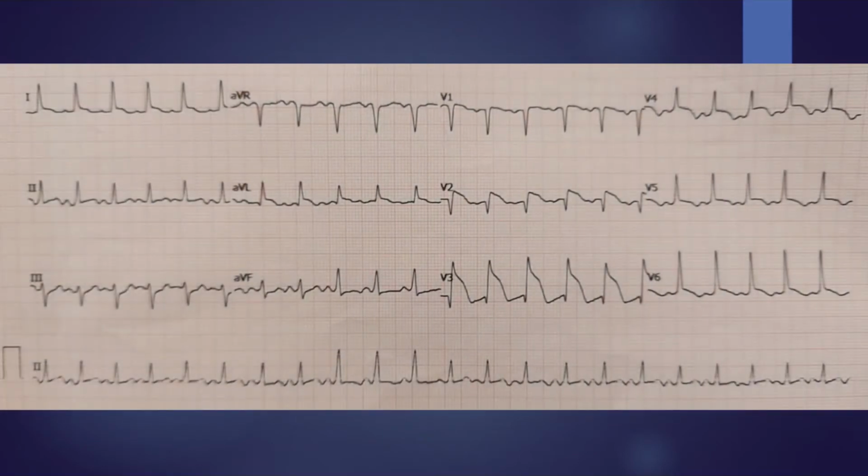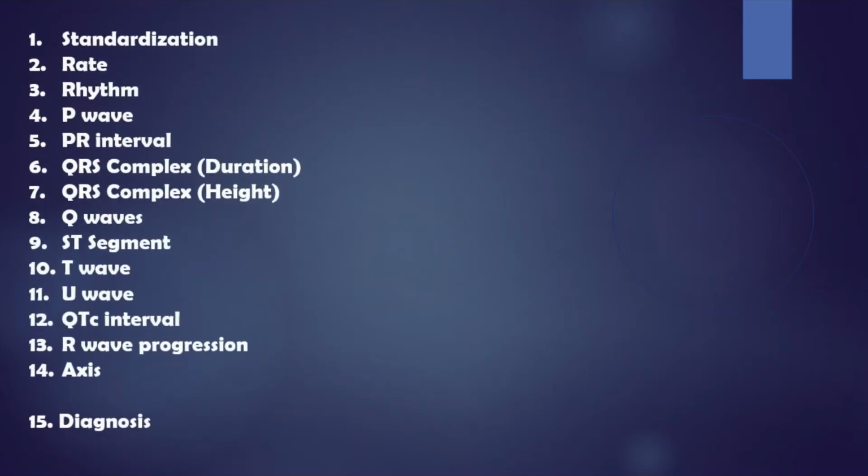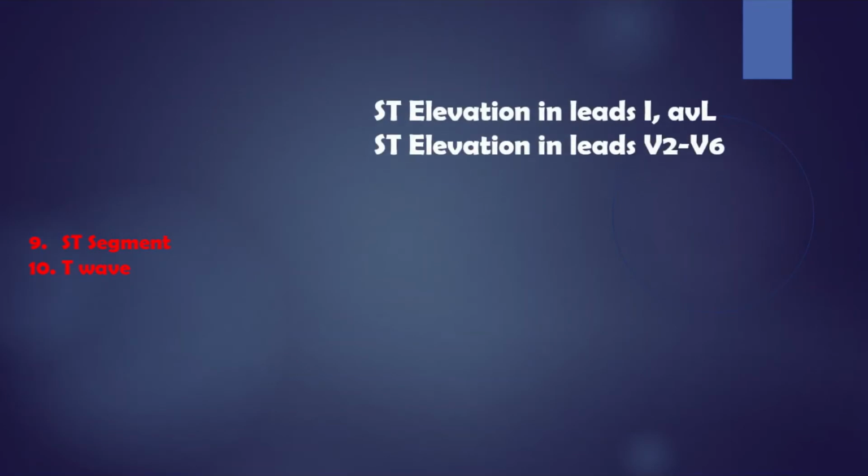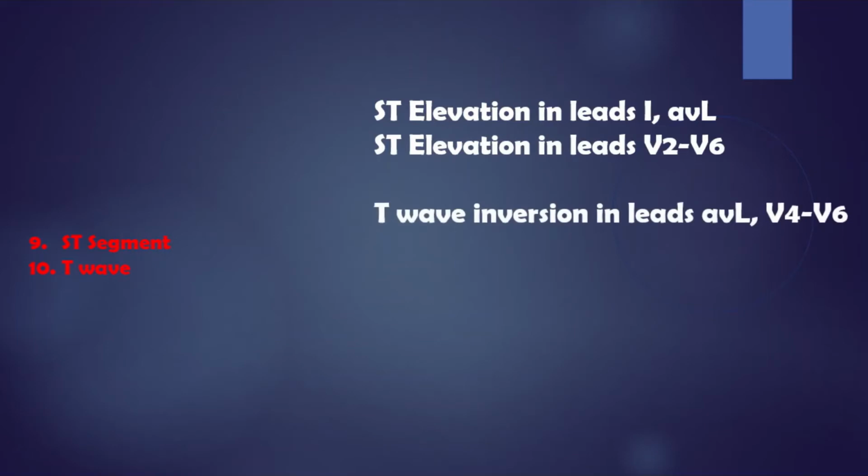What do you think the subtle finding on this ECG is? When you go through all of these 14 things, what you'll notice is that the ST segment and the T waves were abnormal. There was elevation in leads aVL and I, V2 and V6, and there were T wave inversions in lead aVL, V4, V6. What do you think the culprit artery was over here?